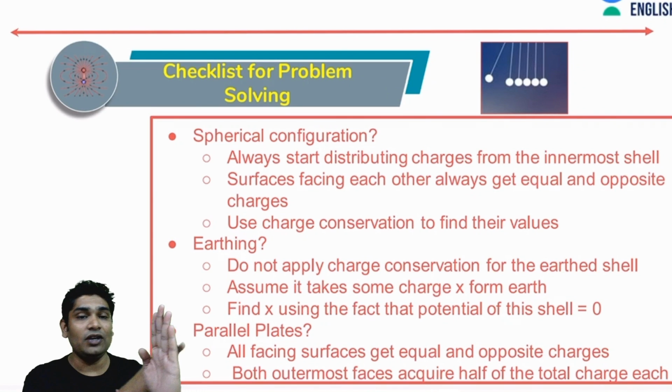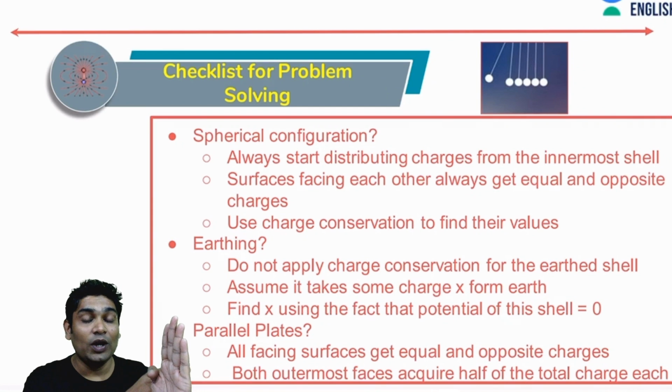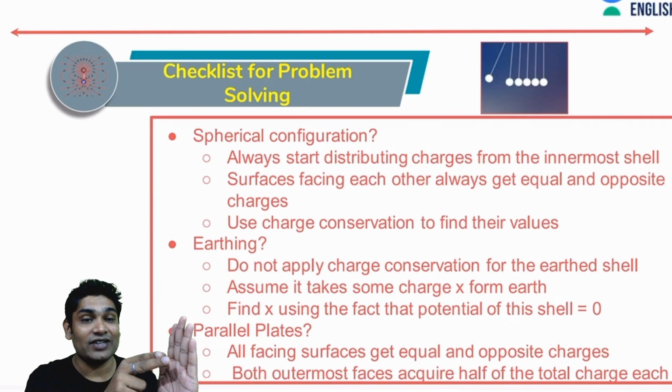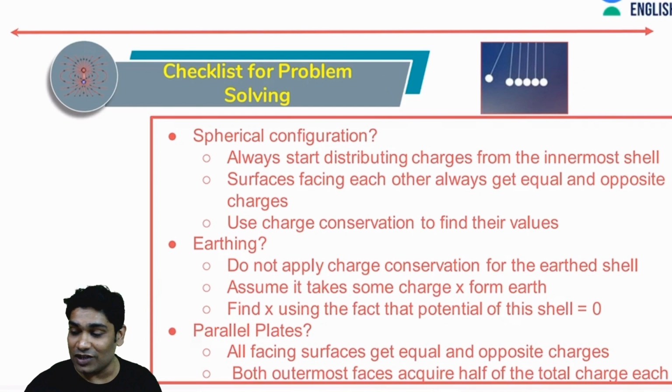Then starting from any of the end plates, start calculating the charge on the inside surface. Use the fact that facing sides have equal and opposite charge, then charge conservation, find the next charge and so on. That is how you're going to do it.